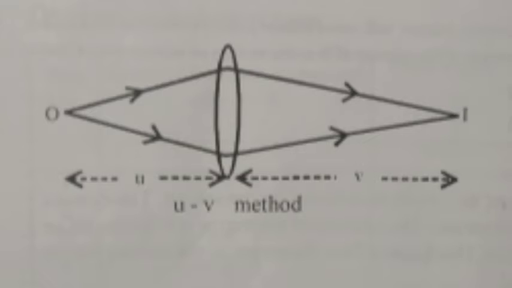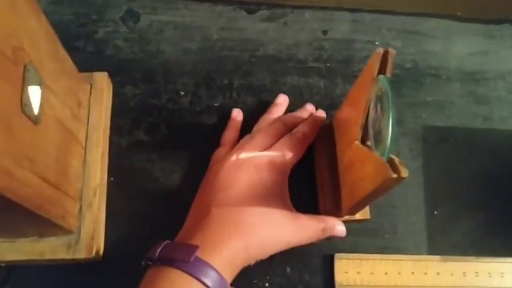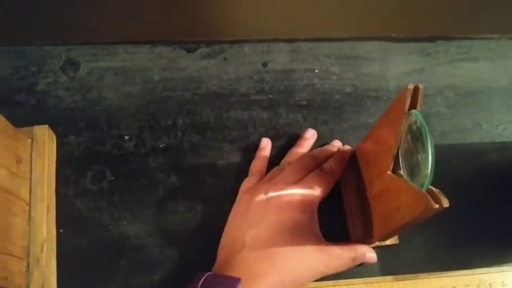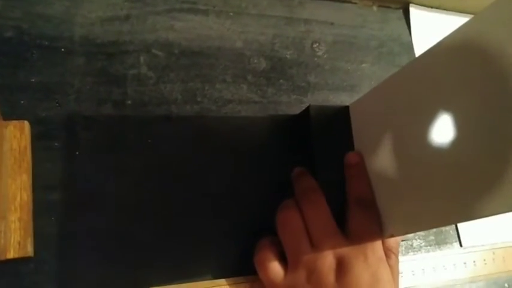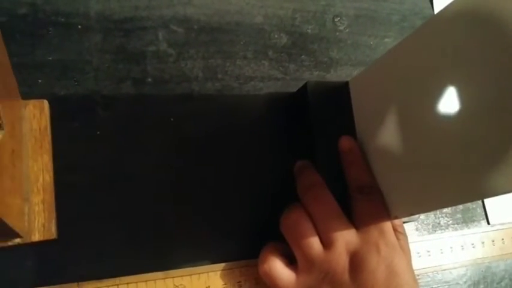In the UV method, the distance between the object and the lens is u and the distance between the lens and the image is v. For this experiment, we need a source of light, a convex lens, and a screen where the image of the net connected near the source of light is obtained. Now, the lens is kept for a particular object distance u and the screen is adjusted to get a bright, clear image on the screen.